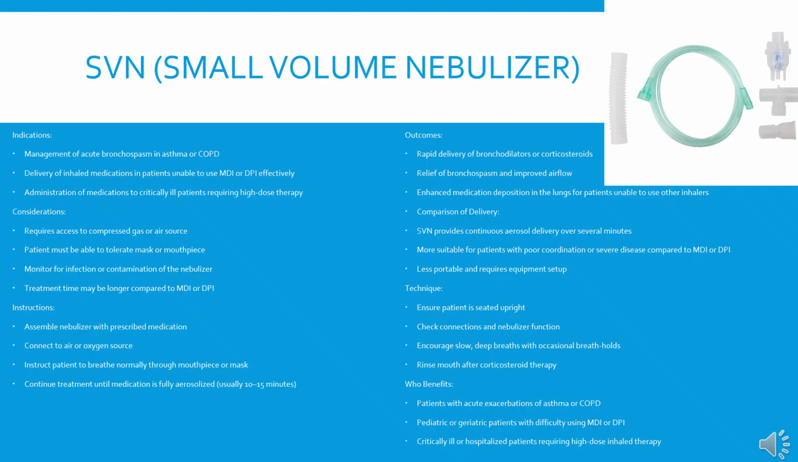The SVN, or known as small volume nebulizers. So indications for use is management of acute bronchospasm and asthma or COPD. Considerations: requires access to compressed gas or air source. Patient must be able to tolerate mask or mouthpiece. And the treatment time may be longer compared to MDI or DPI.